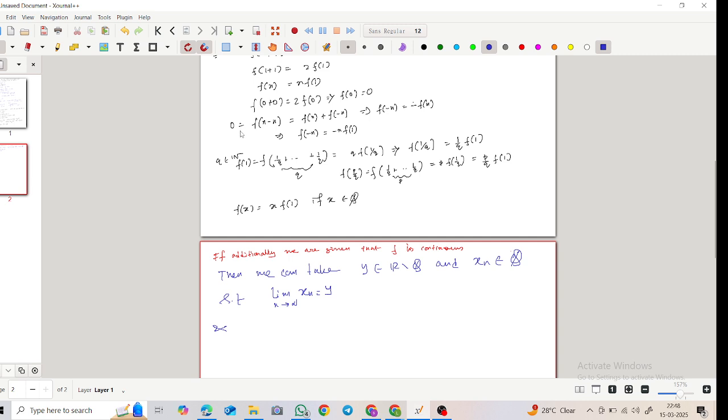From f of 0 is 0. So I am writing 0 equals to f of 0, that is f of n minus n. That is f of n plus f of minus n, because f is additive. Now I am taking f of n this side. That is f of minus n is minus f of n.